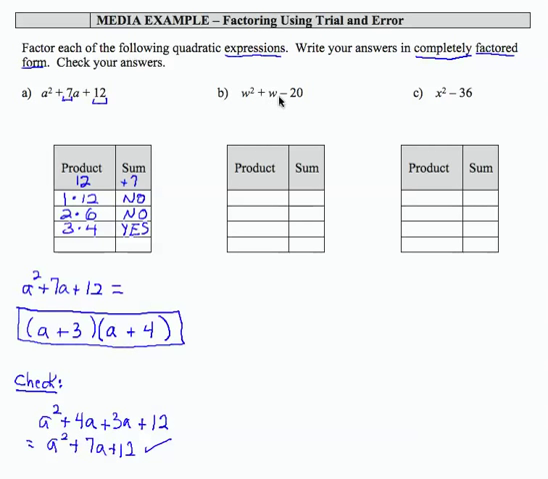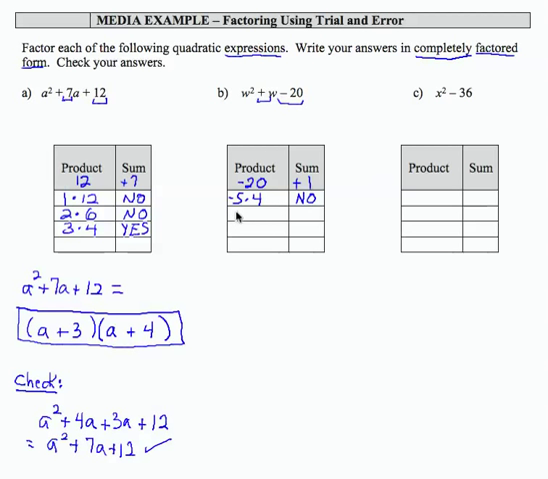w squared plus w minus 20. So I want numbers whose product equals negative 20, that's this number right here, and a sum that's going to be a plus 1. That's the coefficient of the middle term, the w term in this case. Because the product is negative, I'm going to have alternating signs between my numbers. So I'm going to start with negative 5 times 4. That gives me negative 20. But negative 5 plus 4 is negative 1, so that does not give me the sum that I want.